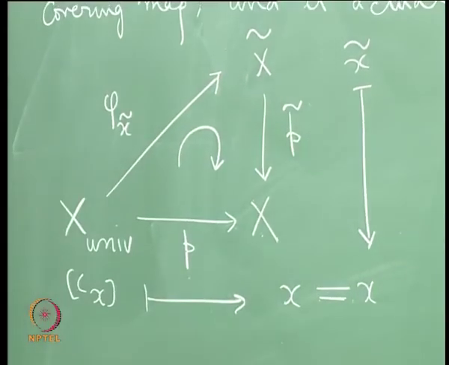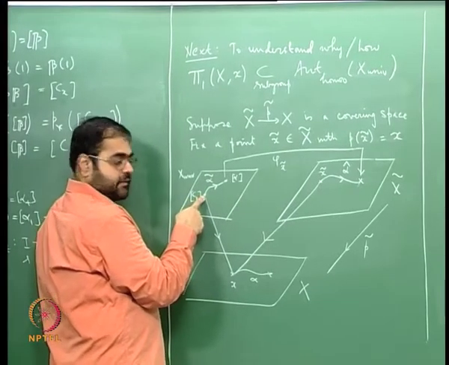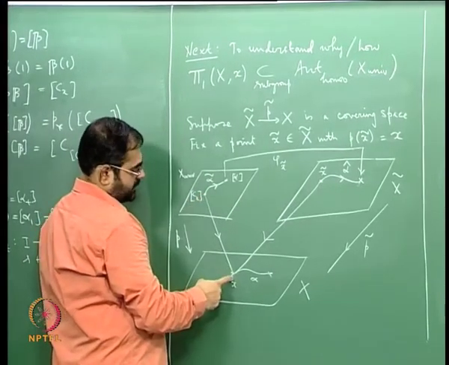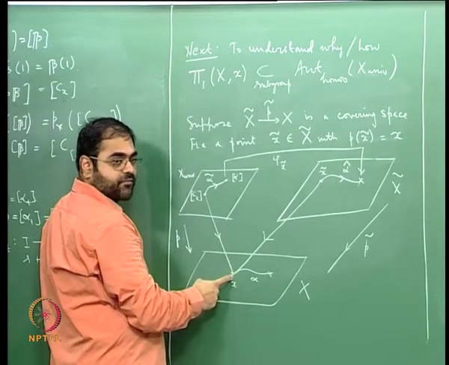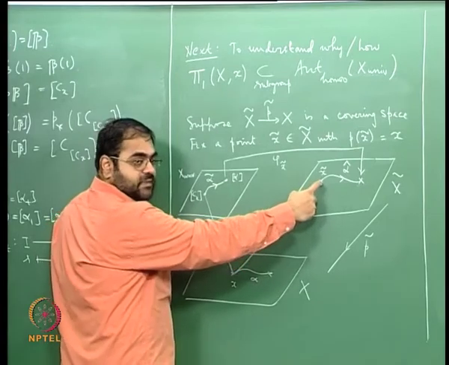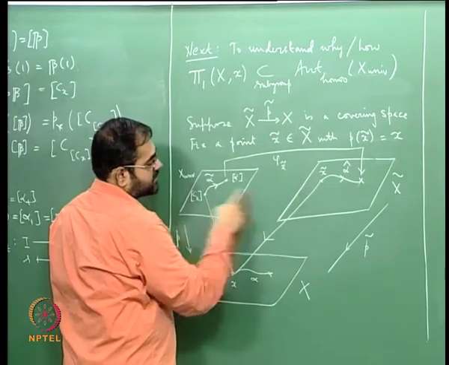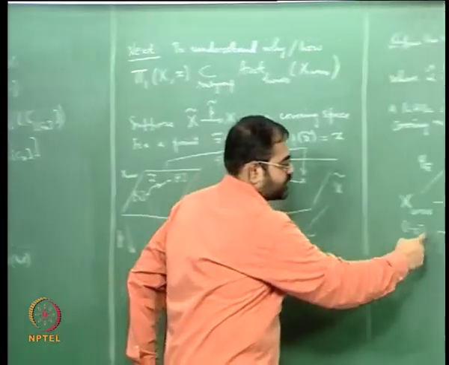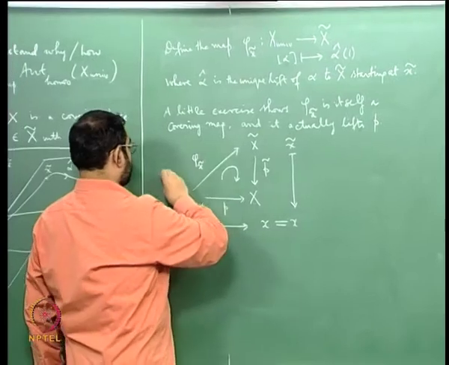If for alpha I took the constant map at x, then what I get here is the constant path at x, and its lift, the unique lift, will be just the constant path at x tilde. So the constant path at x will go to x tilde, so this is what happens under this map, okay. So let me write that also.